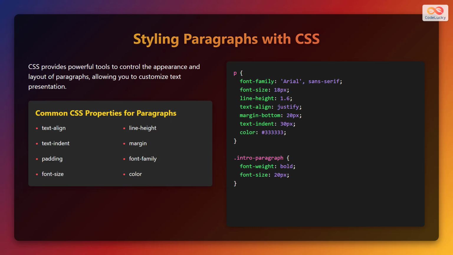The first line says, p, then open curly brace. The next line says font-family: Arial, sans-serif; The next line says font-size: 18px; The next line says line-height: 1.6; The next line says text-align: justify; The next line says margin-bottom: 20px; The next line says text-indent: 30px; The next line says color: #333333; Close curly brace.